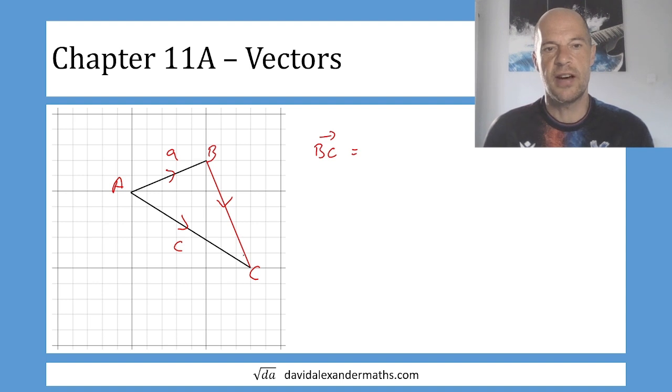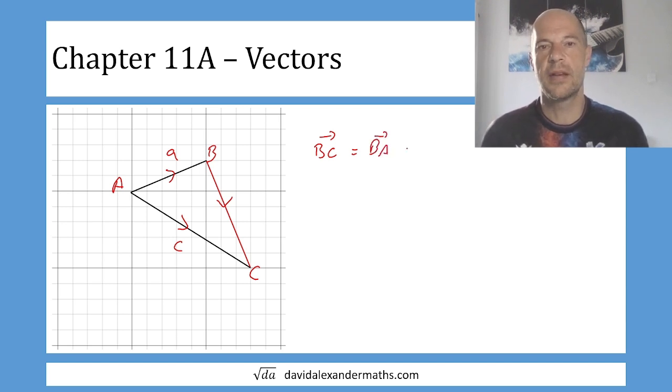Okay, well, B to C, I could go from B to C down the red line, but I don't know how to write that because this path doesn't have a name. But I can go from B to A and then A to C, and B to A has got a name and A to C has got a name. So B to C is B to A plus A to C.